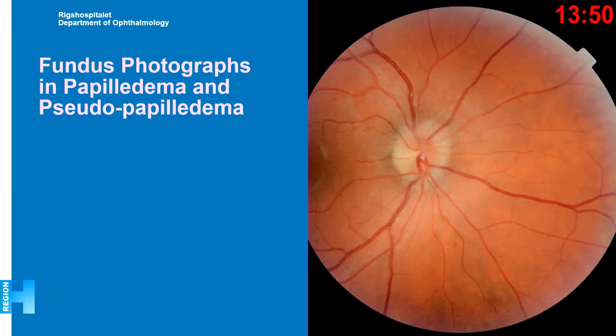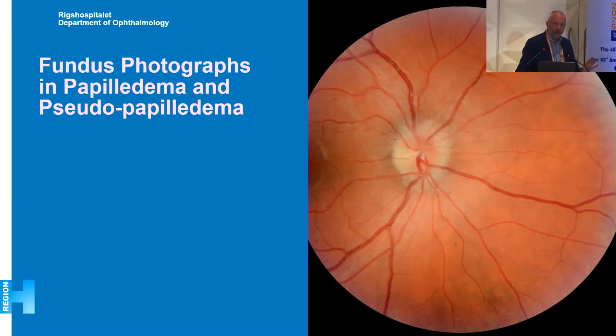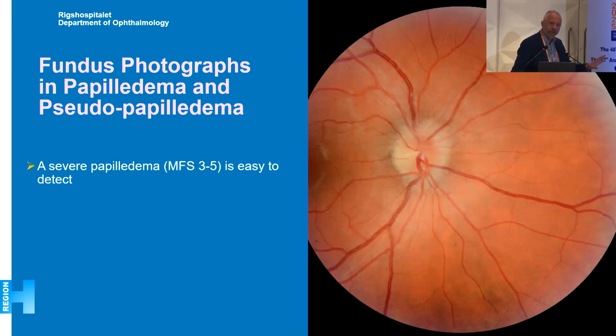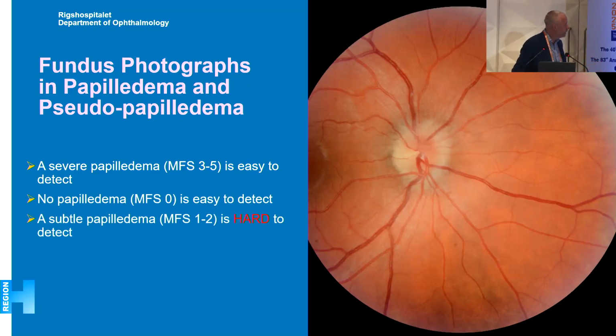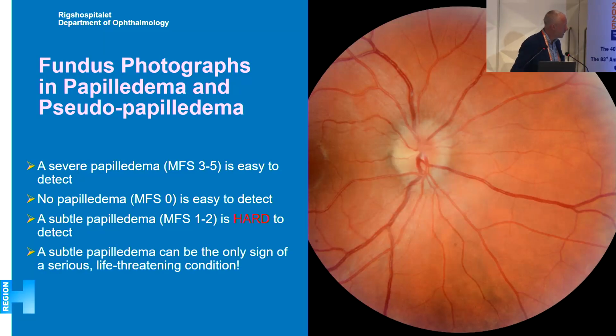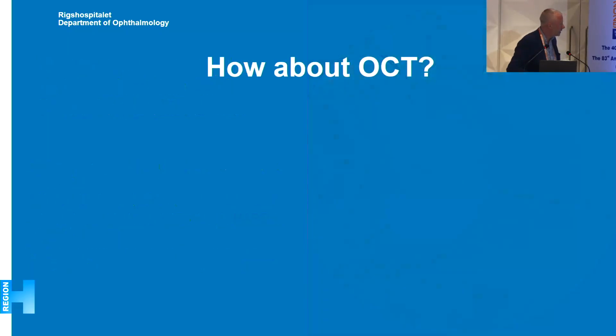All right. Okay, so this was just for saying that it's very hard for the subtle disc edema to separate by means of fundus photos alone. So if you have a severe papilledema, what is known as Frisén grade 3 to 5, it's pretty easy to detect. But of course, if you have no papilledema, it's also easy. But a subtle papilledema, grade 1 or 2, is very hard to detect, and it can be the only sign of a serious life-threatening condition.